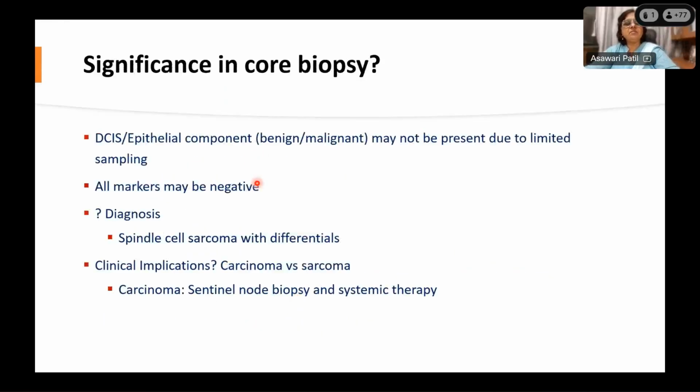Why is it significant in biopsy? See, the biopsy may not show the epithelial component, but the excision specimen may show it. All markers can be negative, and that doesn't rule out metaplastic carcinoma. So these are the important reasons why we should be commenting in biopsy. At the end, why do we have to differentiate between carcinoma, sarcoma and malignant phyllodes tumor?